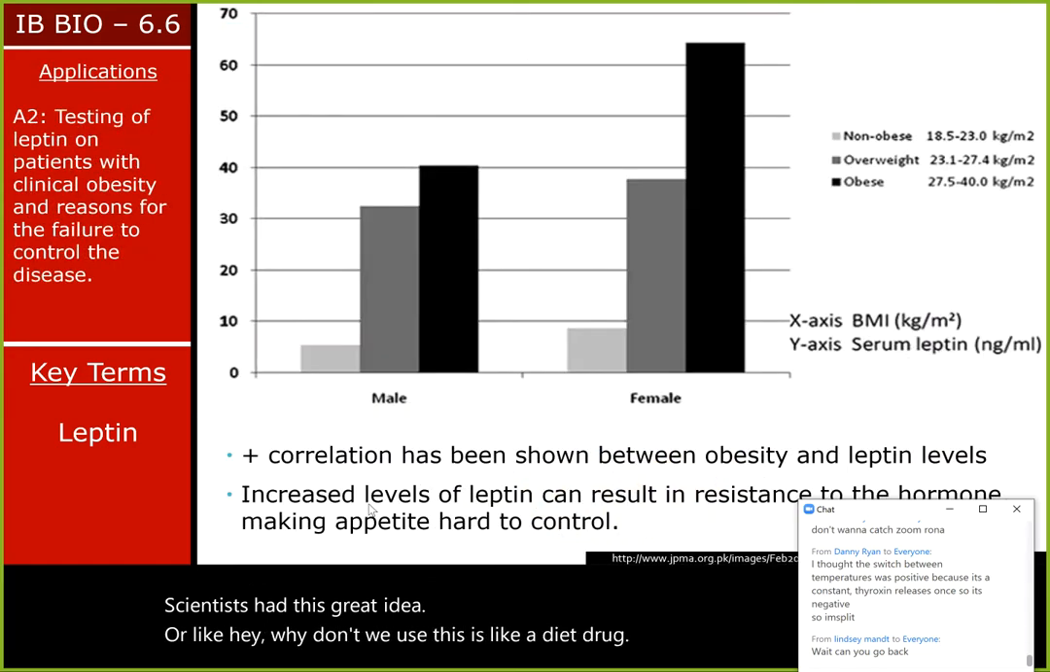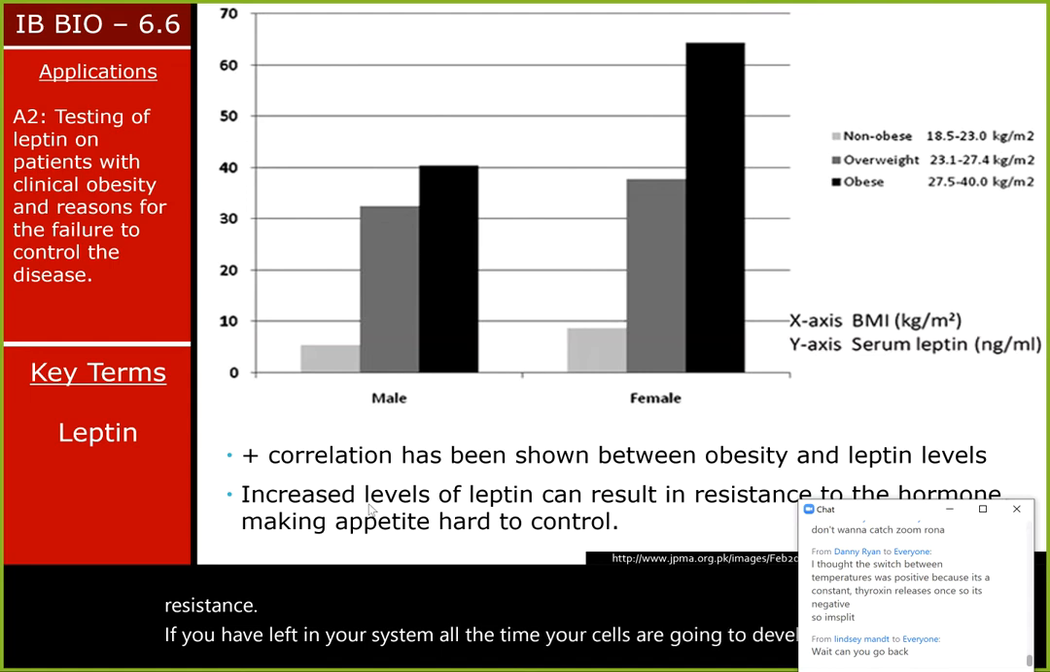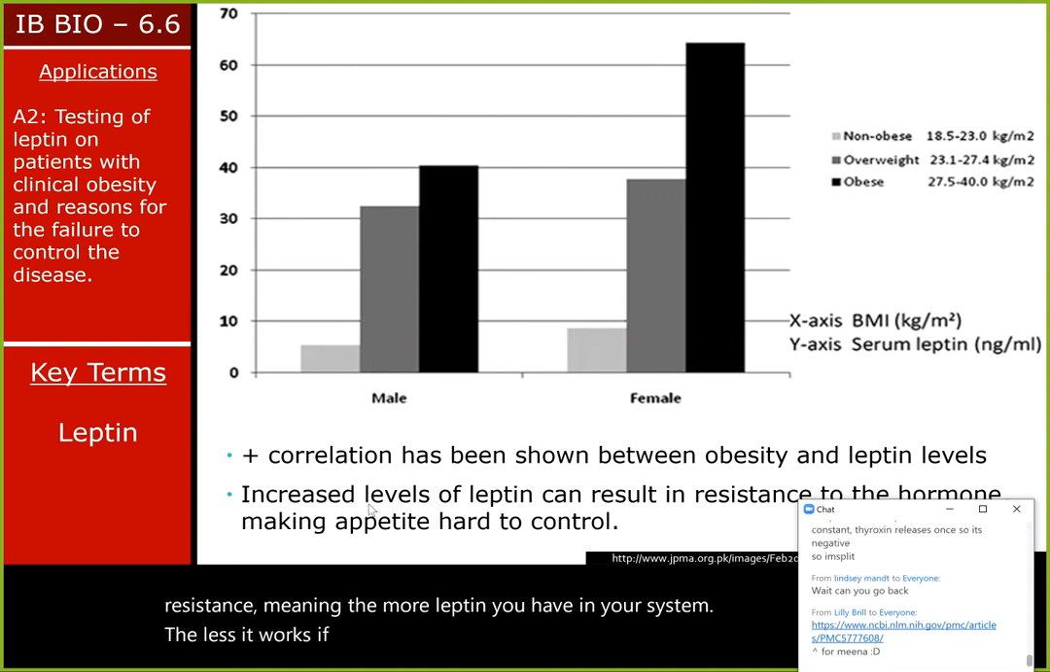But just like if you have insulin in your body all the time and your cells develop resistance, well, if you have leptin in your system all the time, your cells are going to develop resistance. Meaning the more leptin you have in your system, the less it works. If leptin isn't working to tell you that you're not hungry, what are you? You're going to be hungry all the time.